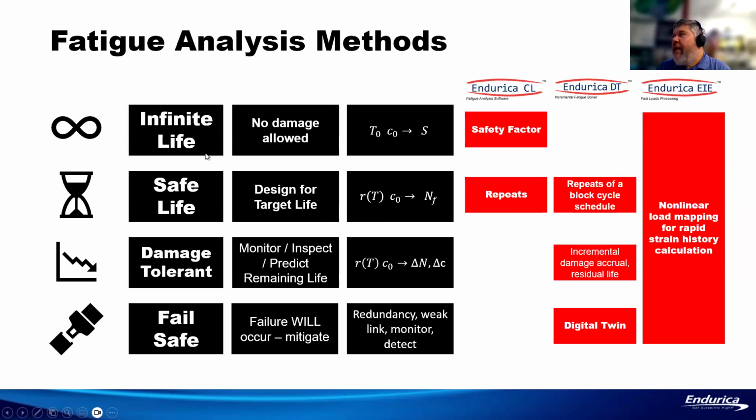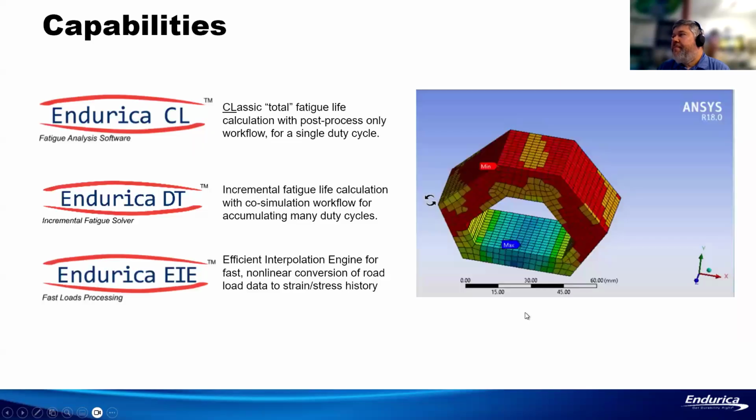The first two categories are addressed by our CL tool, Endurica CL, which can do the infinite life and safe life approaches. If you're going to do damage tolerant, that's where you would start to use our incremental solver DT. And then the final category here is fail safe, and this is more a design philosophy where you say, hey, I know my part's going to fail, so let's make sure that there's safe ways to fail, right? And of course, one way to do that is the implementation of a digital twin, which our tools support.